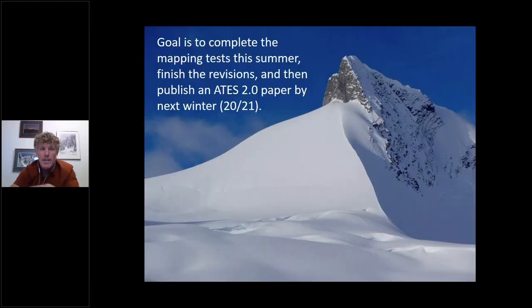Our goal is to complete the mapping testing this summer, finish the revisions to this model, and then publish this in a paper by next winter. After that, we would call the revision finished, and then we'll see what kind of uptake it gets. I know for Parks Canada, after that's done, we hope to look at moving our mapping away from those brochures and onto more polygons and map-based products.